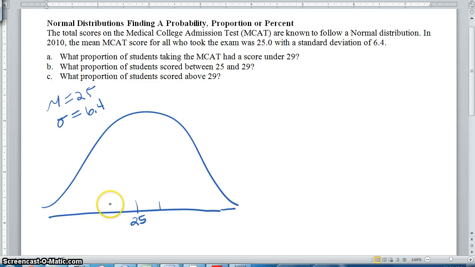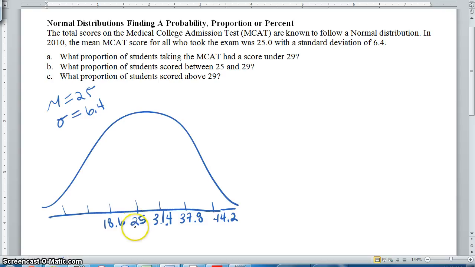Now the next step is that we should always draw 1, 2, and 3 standard deviations away from our mean in our normal distribution. So it's always good to draw the normal distribution so we can easily visualize proportions. So 1 standard deviation up from the mean is 31.4, 2 standard deviations up from the mean is 37.8, 3 up is 44.2, and 1 down is 18.6.